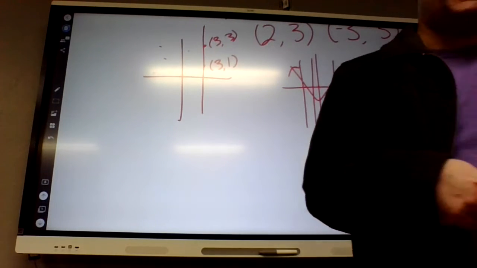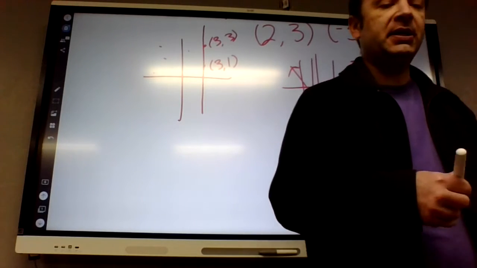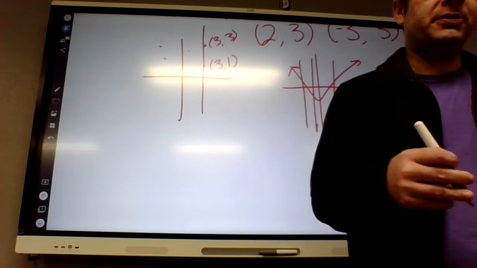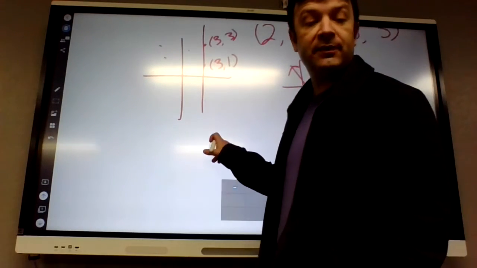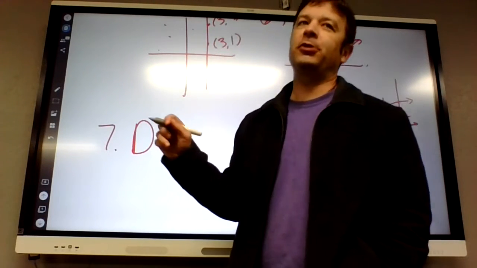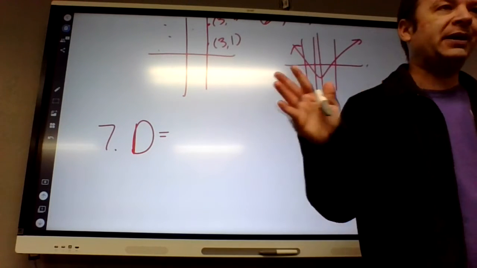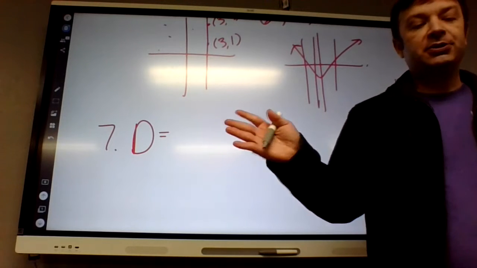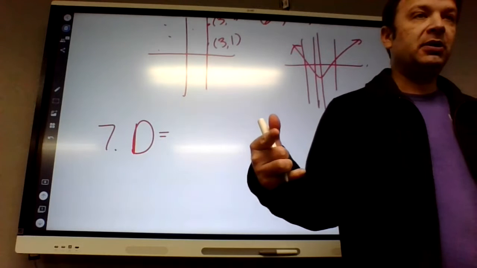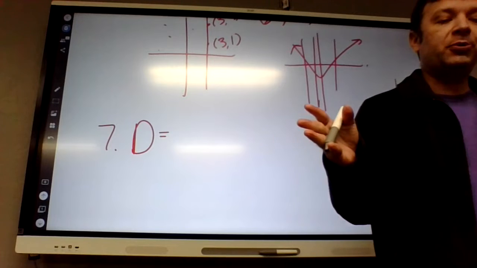Okay, number 7. For each graphed relation, remember relation just means ordered pairs, state its domain and range and whether it's a function. So on number 7, let's start with the domain. What did domain mean again? X values. X values go left and right. So let's start with the point farthest to the left.